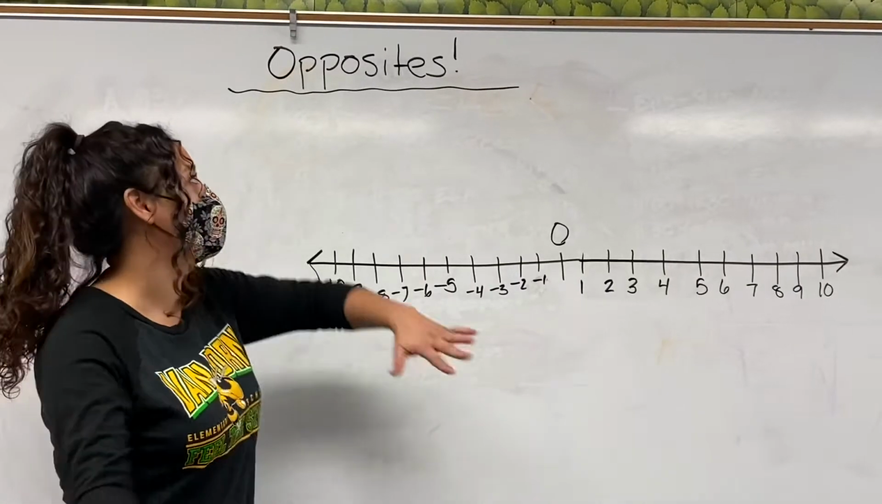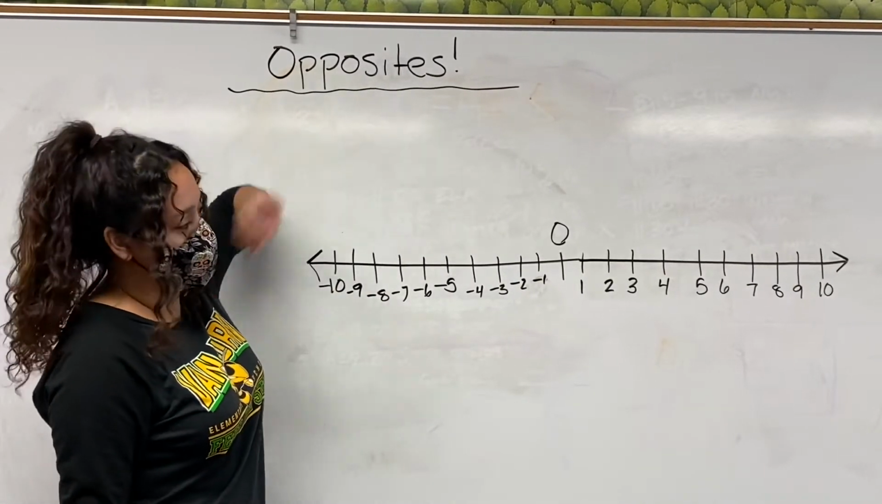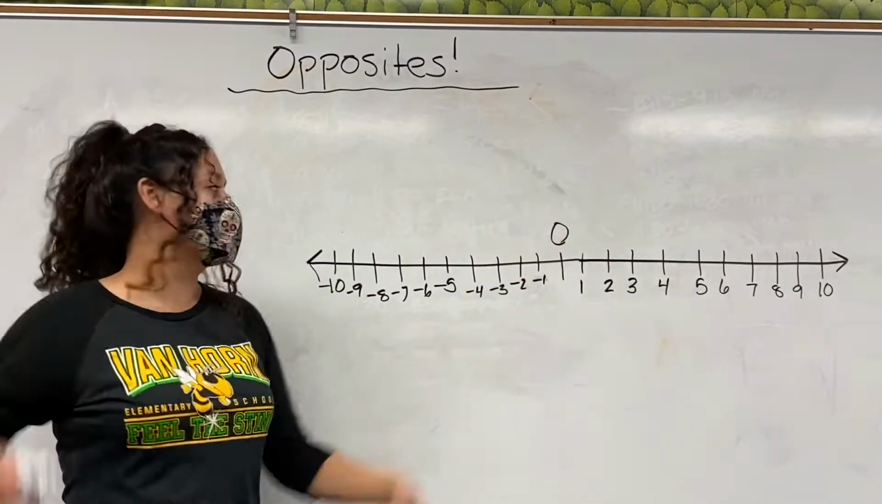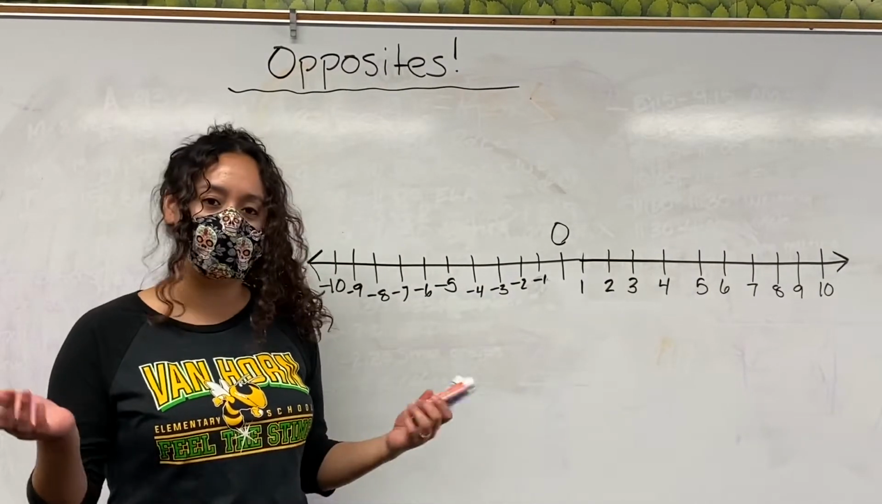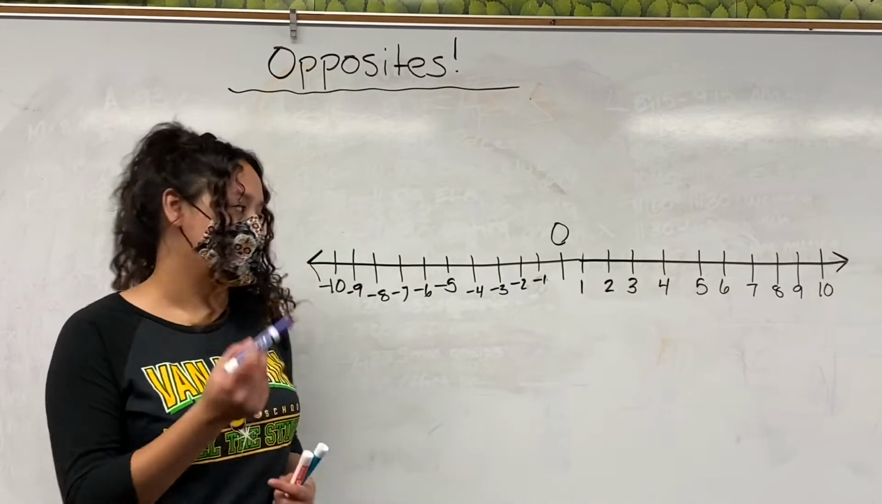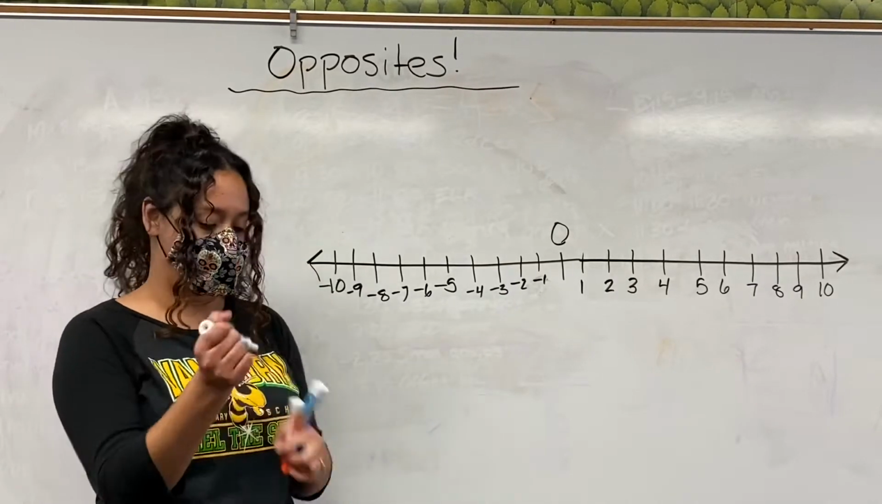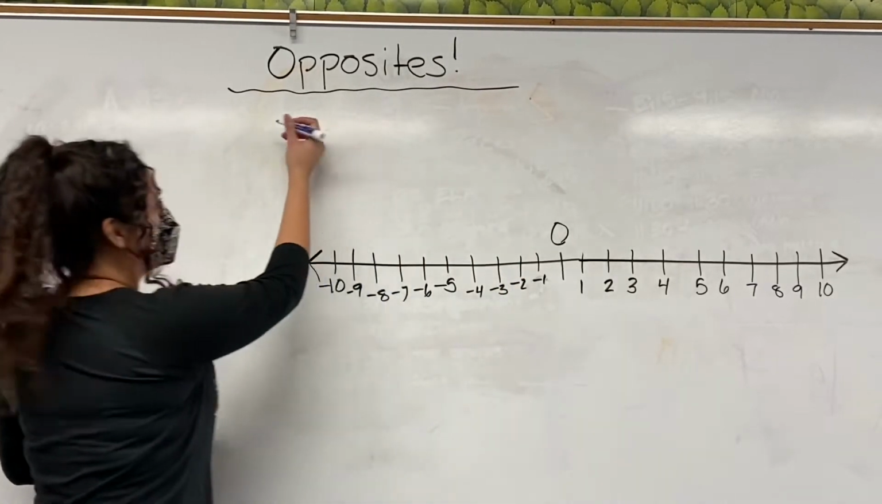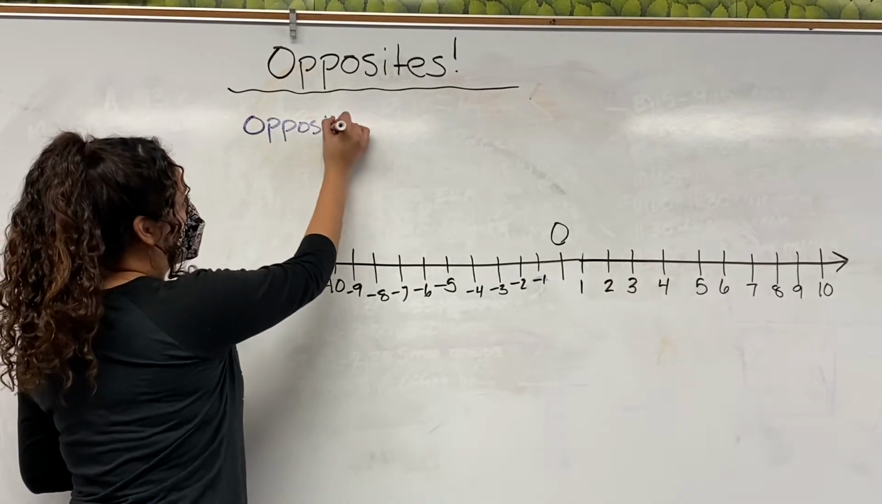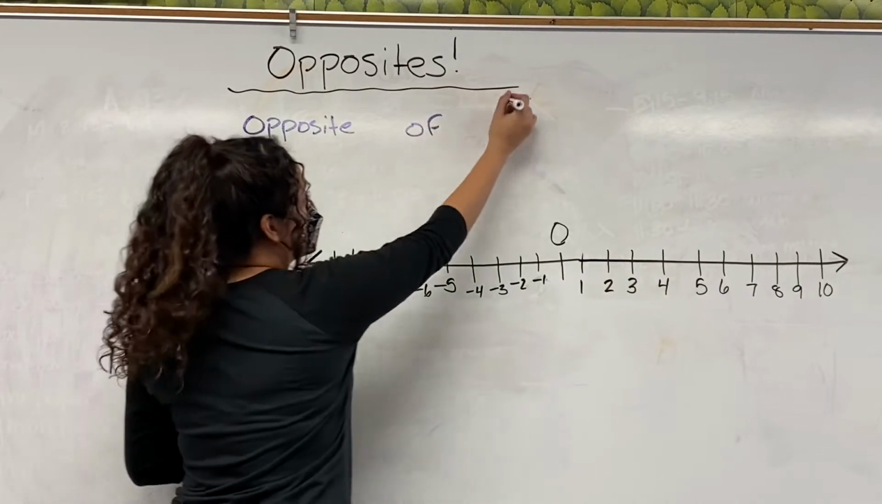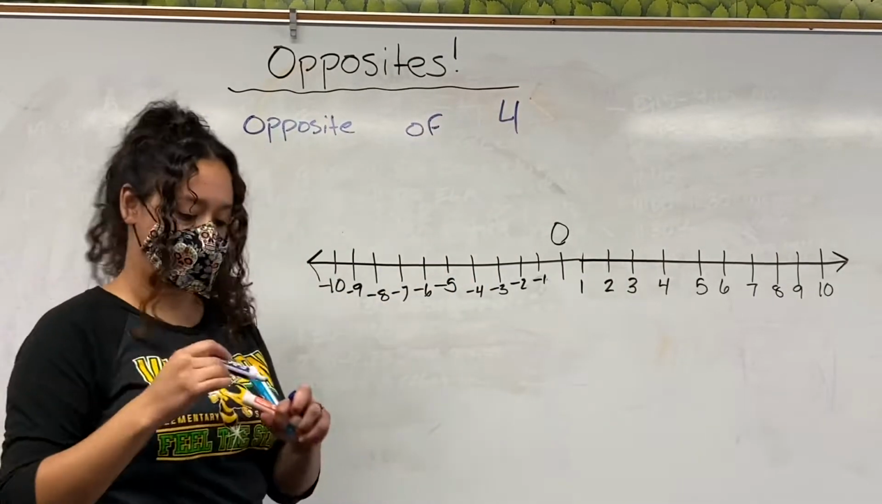Now we're going to go over opposites. Let's go over an example, because it's easiest for me to explain this as an example. Let's say you have an integer of 4, and your instructions tell you to find the opposite of 4. This is how we visually look at it.